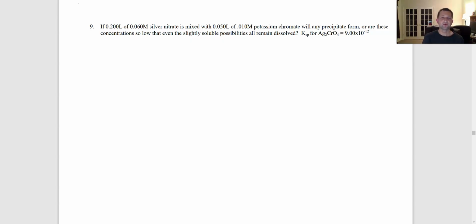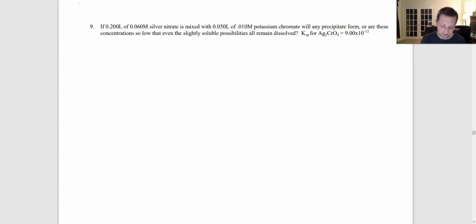Okay, so we want to make sure we figure out how to do a problem similar to this, so we can successfully do it on a quiz or test if one pops up. So the first thing you should do, start with the balanced chemical reaction, right? So I need to know what my precipitate is here.